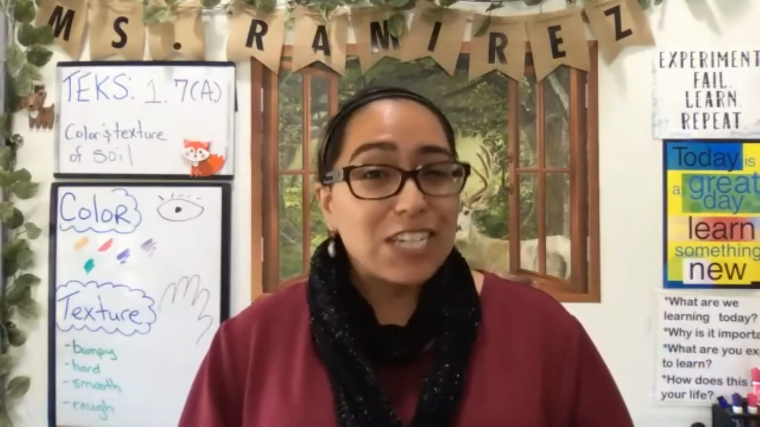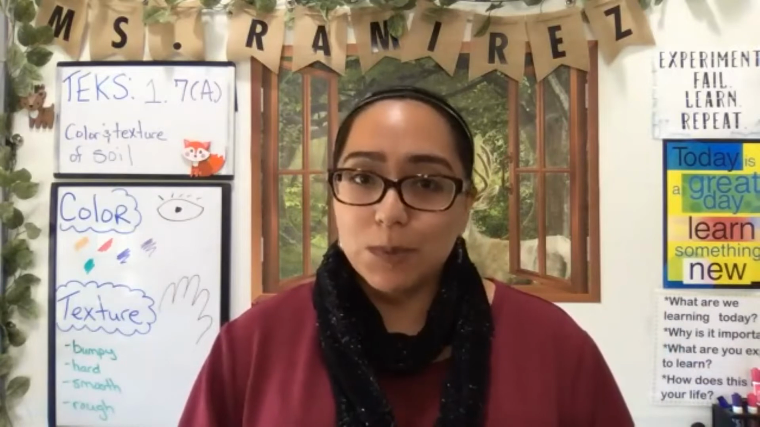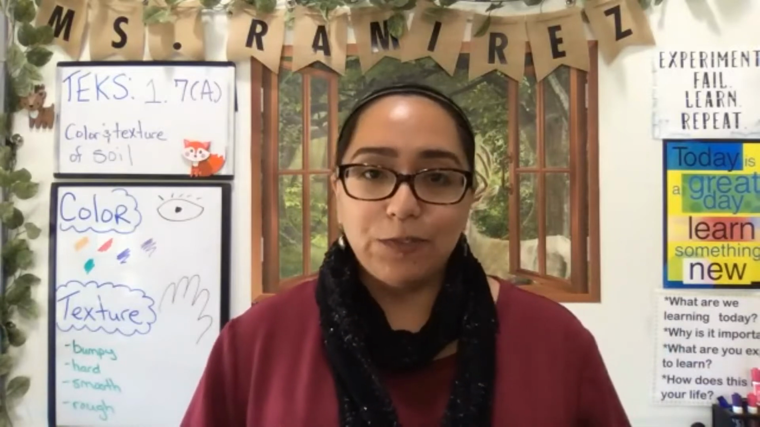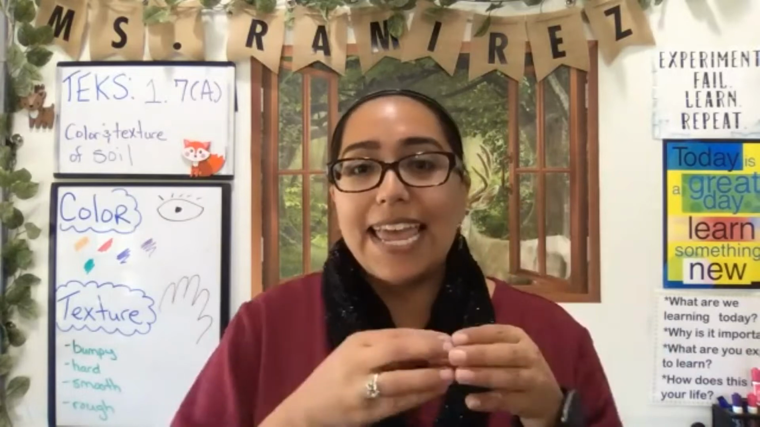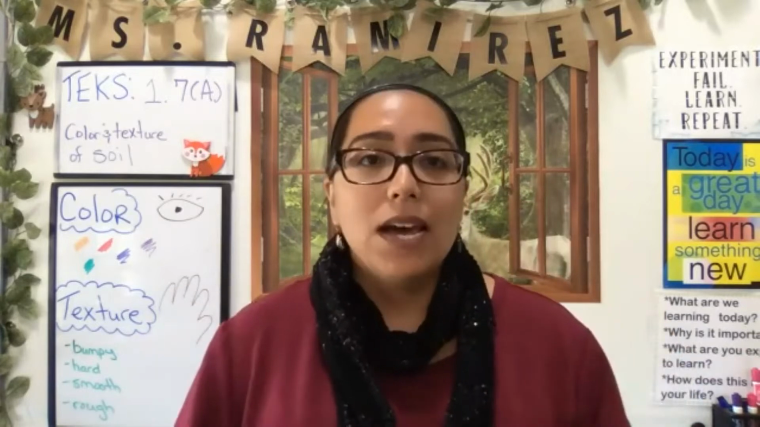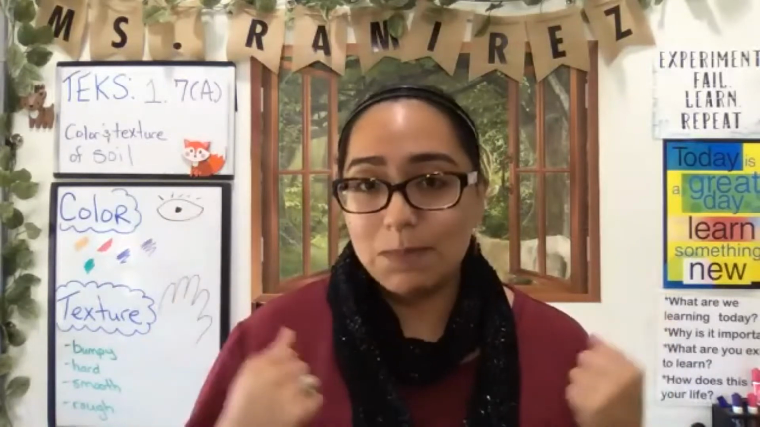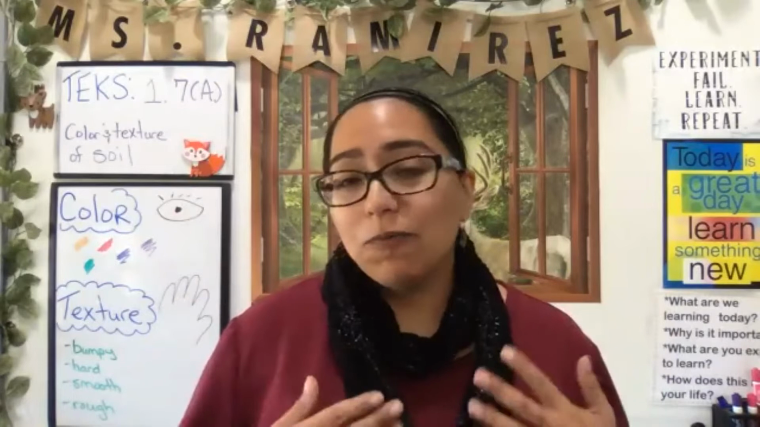So we're going to be learning about the color and texture of soil. Before we do that, I do have an animal friend. I'm going to give you some clues to who this animal friend is, and then I'll let you guess. This animal friend has 4 legs, a long tail, a beard of skin underneath his chin, spikes on his body, and they come from the desert.